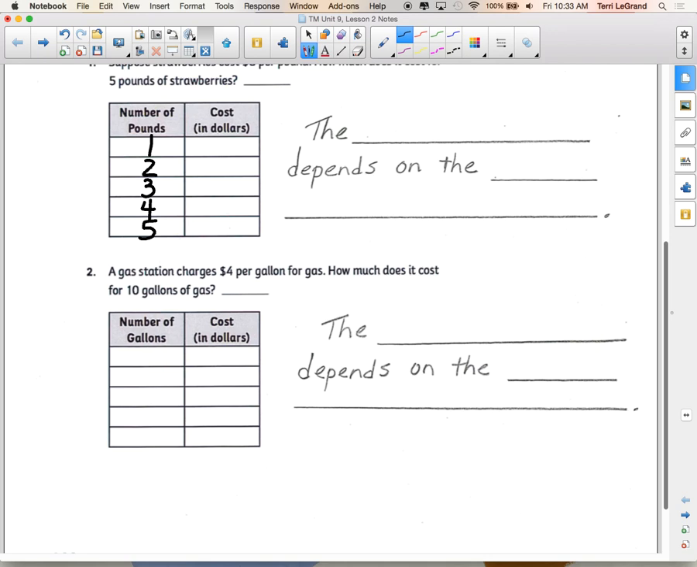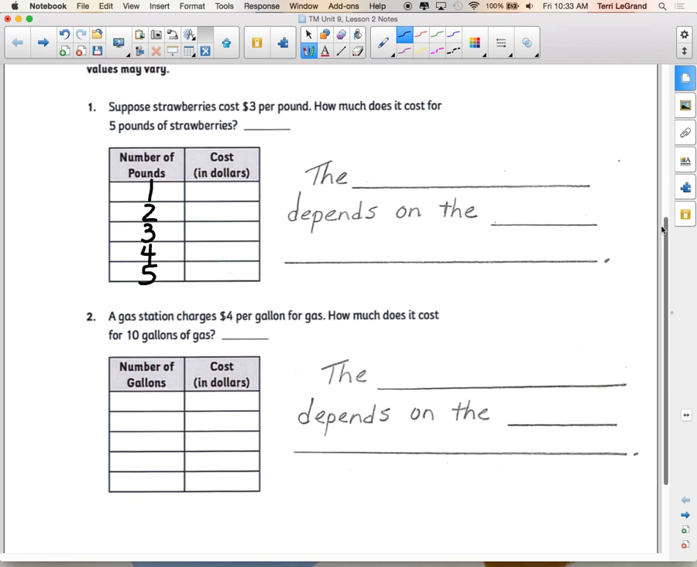Okay, so what are we going to have to do to those input values to get our outputs? Remember we talked about this yesterday. We already had the input tables, the inputs and the outputs there, and we had to figure out what got done to the input to get the output. So now today, we have to get the outputs. So we're also going to have to determine what to do to the input from the information they gave us. Suppose strawberries cost $3 per pound. How are we going to get the output?